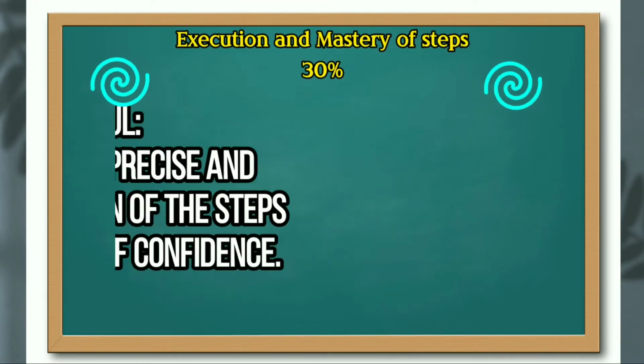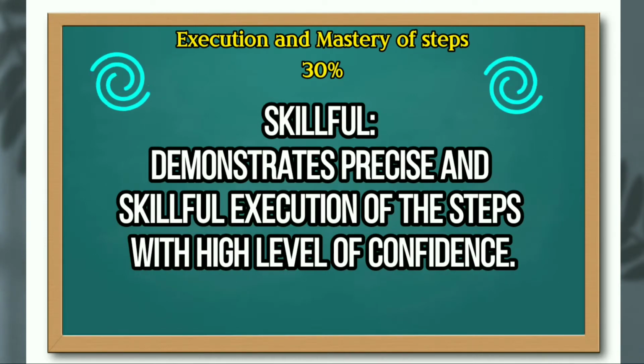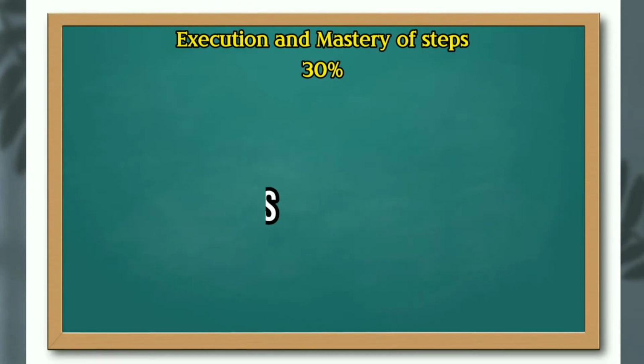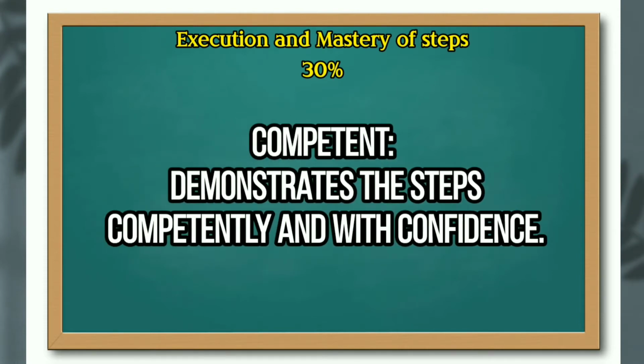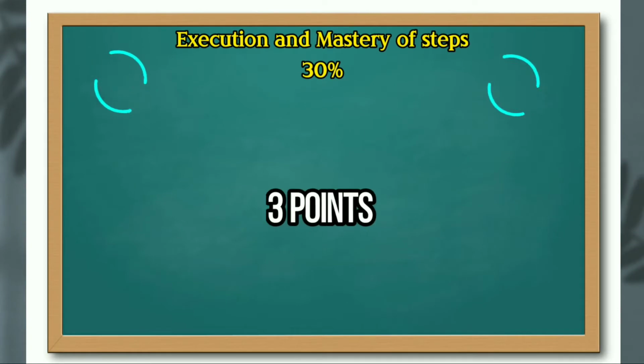So for skillful, they will get 5 points. So when you say skillful, they demonstrate precise and skillful execution of the steps with high level of confidence. That's 5 points. Competent, this is only 4 points if they demonstrate the steps competently and with confidence. Practitioner, this is only 3 points.